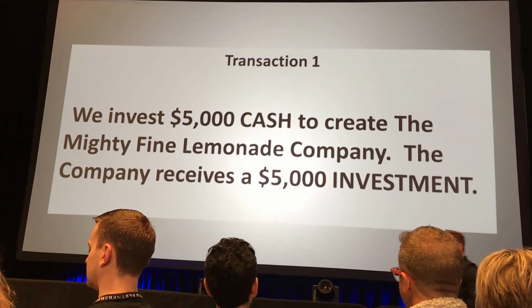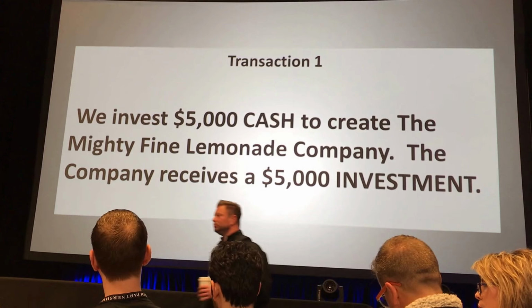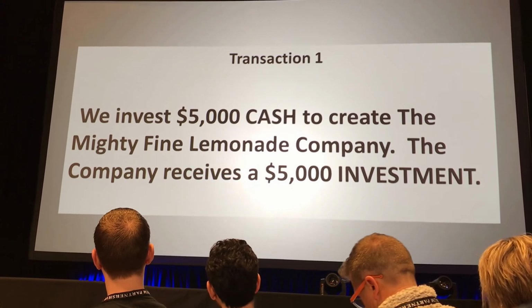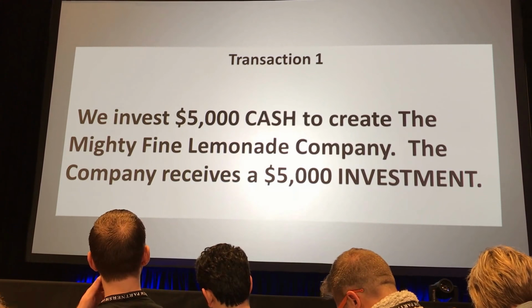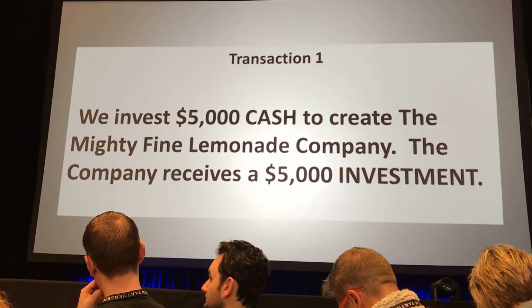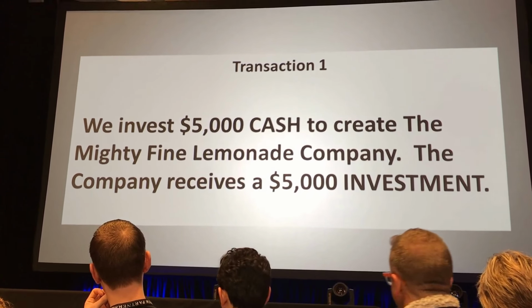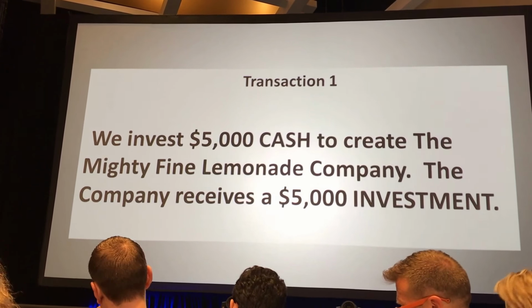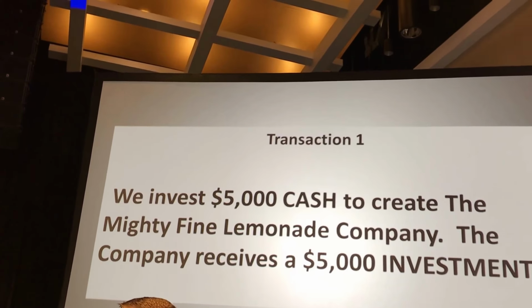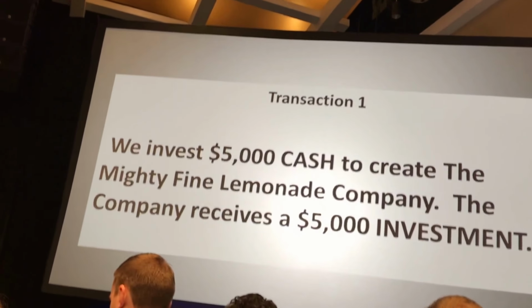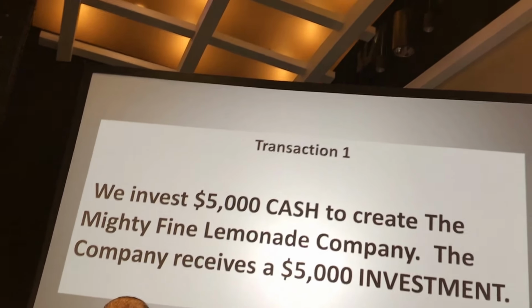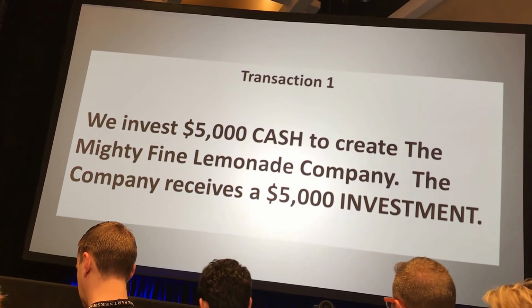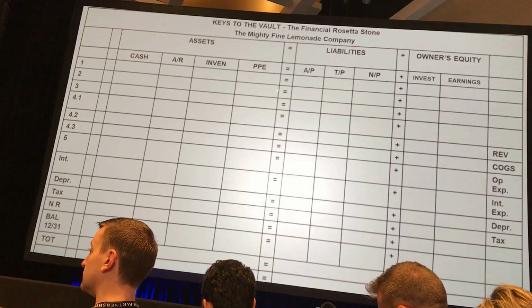Here's transaction number 1. This is the words on page 117. It says, we invest $5,000 in cash to create the Mighty Fine Lemonade Company. The company receives a $5,000 investment. The company also receives $5,000 of cash. And so we're going to turn to the Rosetta Stone on transaction number 1.